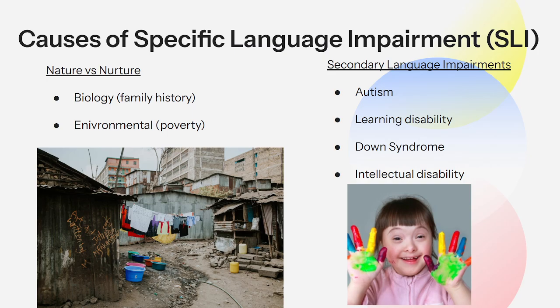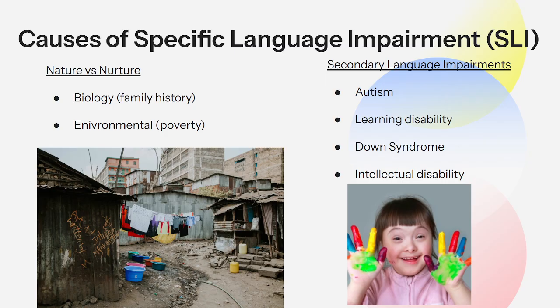Now, what causes these potential specific language impairments, or SLIs? Like many things in life, it is a balance between nature, nurture, or a combination of both. For example, if someone in the family has a history of SLIs, then they are at an increased risk of suffering from this condition as well. Environmental factors can also play a role in SLIs, such as poverty, which also has risks of exhibiting SLI symptoms.